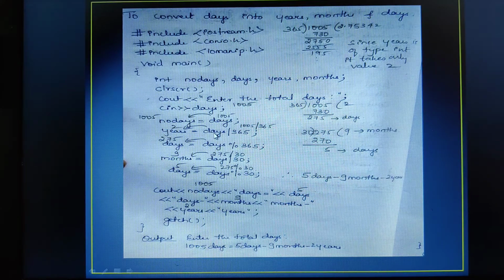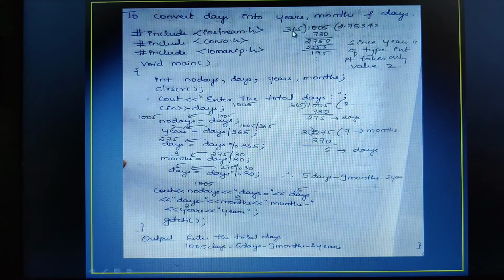Then after that what happens? Years, how to get years? That is days divided by 365. Do the calculation and see. What are the days? That is 1005. So 1005 divided by 365. Remember, here we are dividing, not using a modulus operation.